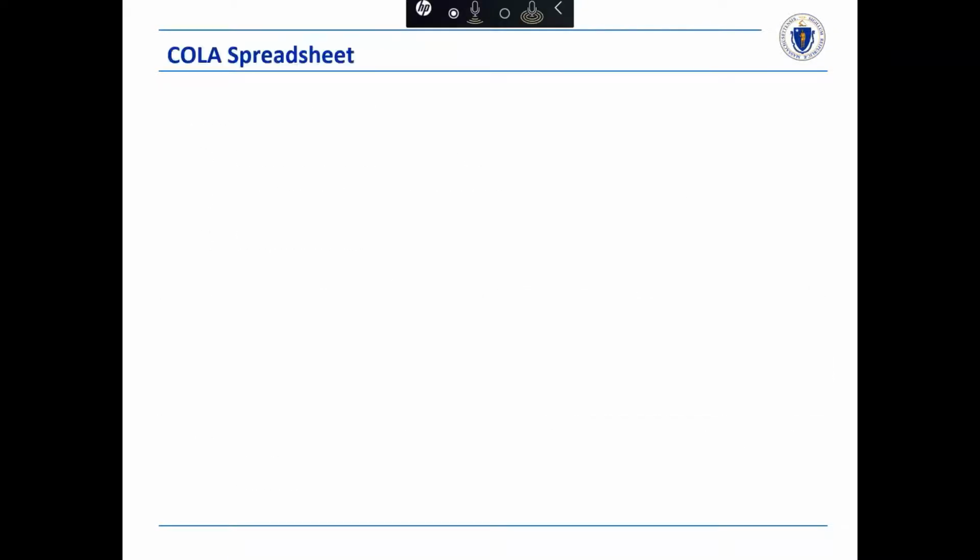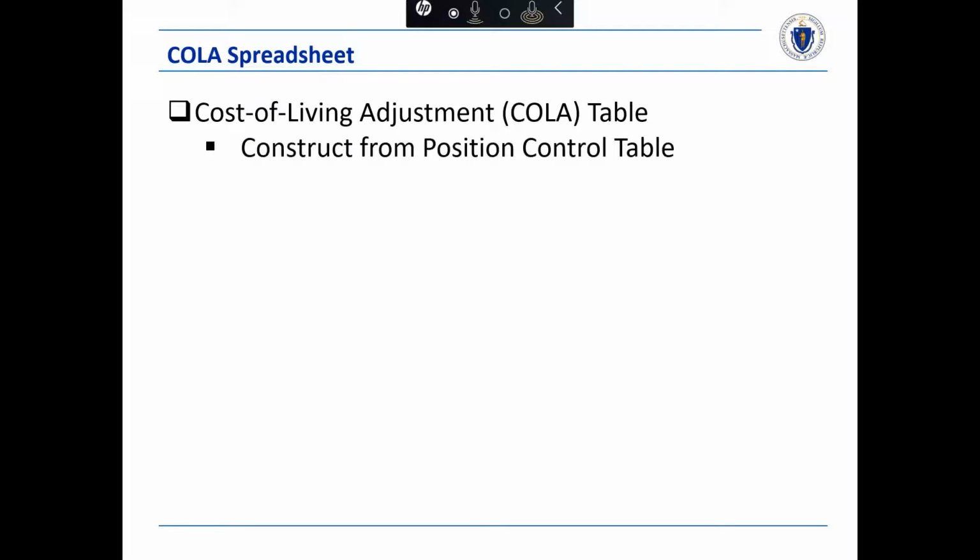Now, a well-formulated forecast also allows for the impact of future wage increases to be clearly demonstrated in a standalone cost of living adjustment, or COLA, table. The COLA table should be linked to the position control data. At a minimum, it would be organized by contract and compensation schedules, and the reader would be able to see the total compensation subject to increase.